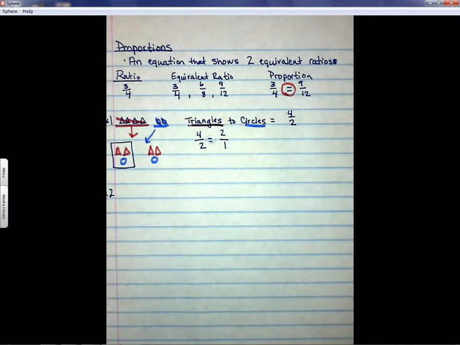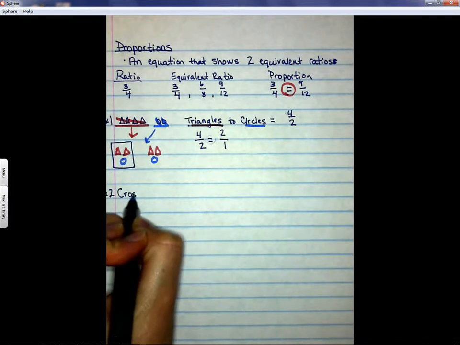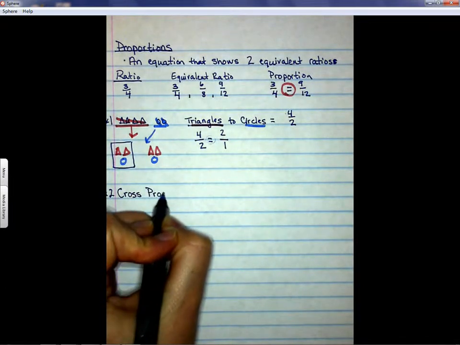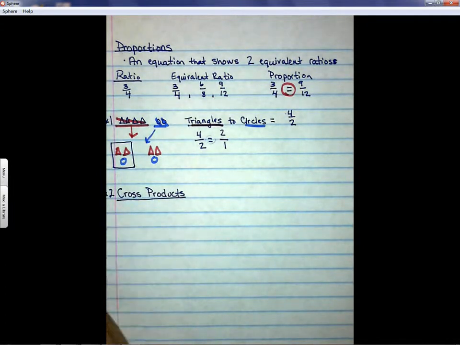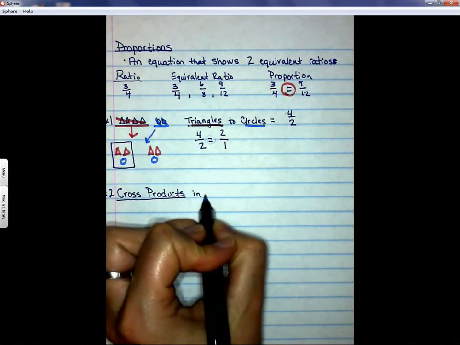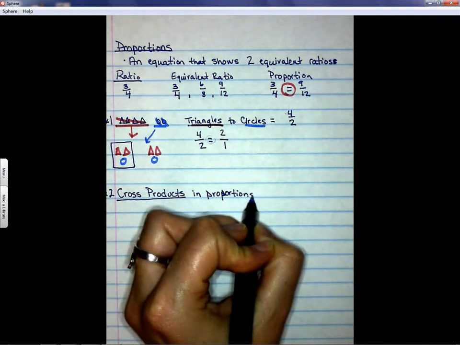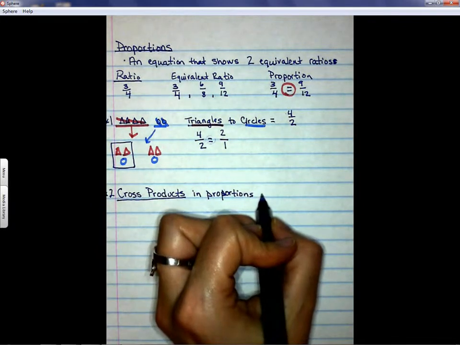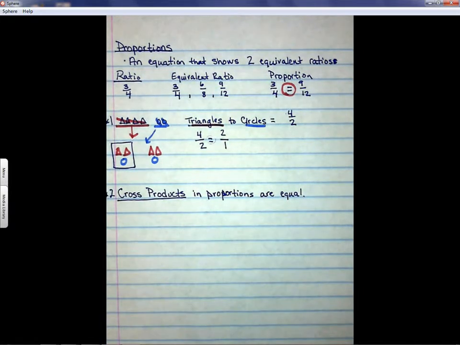Let's talk about example 2. Example 2 deals with cross products. Now, with cross products and proportions, cross products and proportions are equal to one another. Let's take a look at one example.